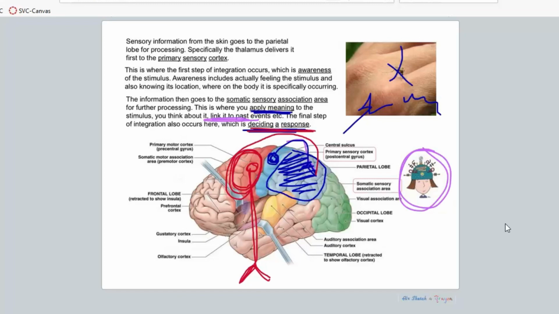So all of these specific steps, awareness, applying meaning, deciding a response, you guys have to be savvy about all that kind of stuff and to be able to know what that stuff means and apply it to different sensory situations.